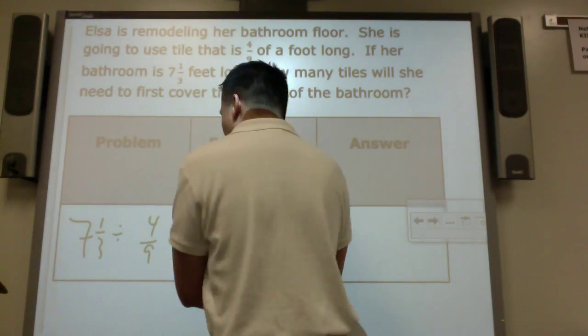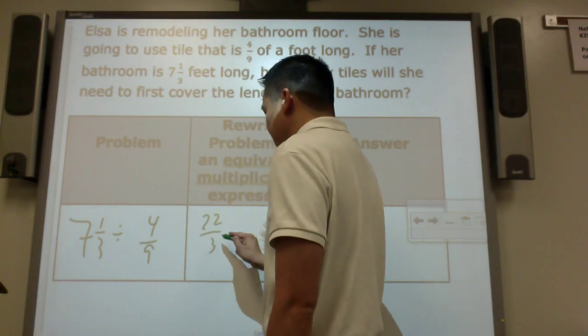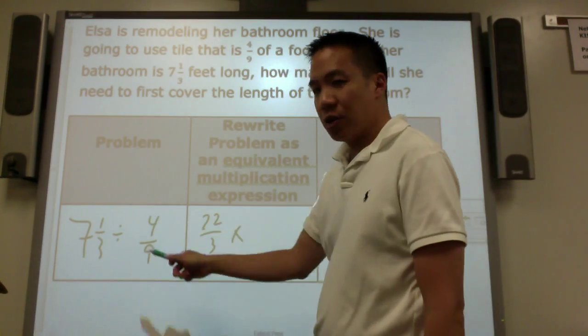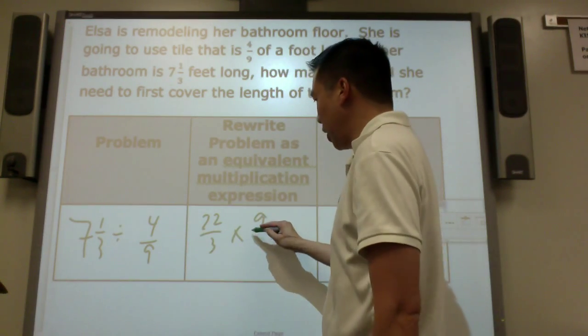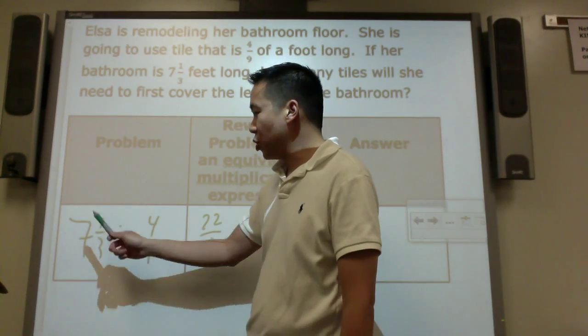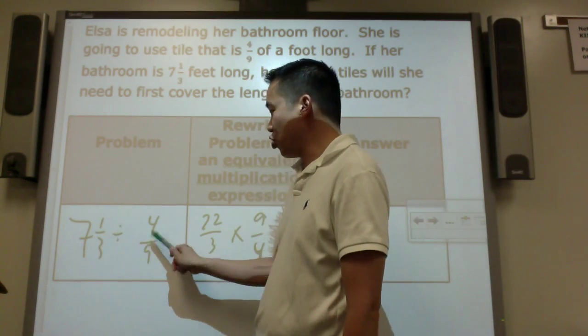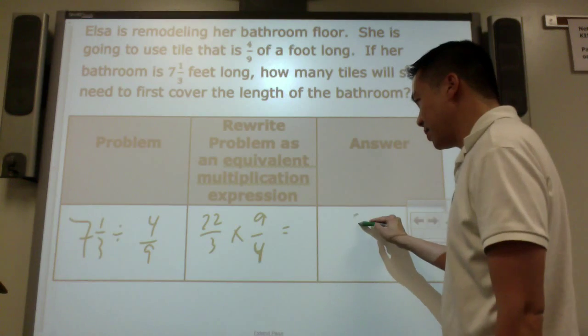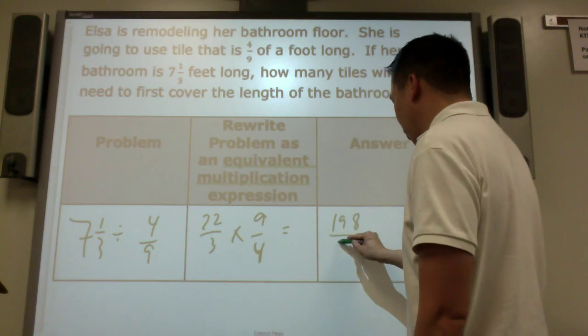I can rewrite 7 1/3 as 22 thirds. I turn it into multiplication. I do the reciprocal of 9/4. Again, if you went to Patterson, what they taught you is you keep this, you change this, you flip it. So 22 times 9 is 198 over 12.